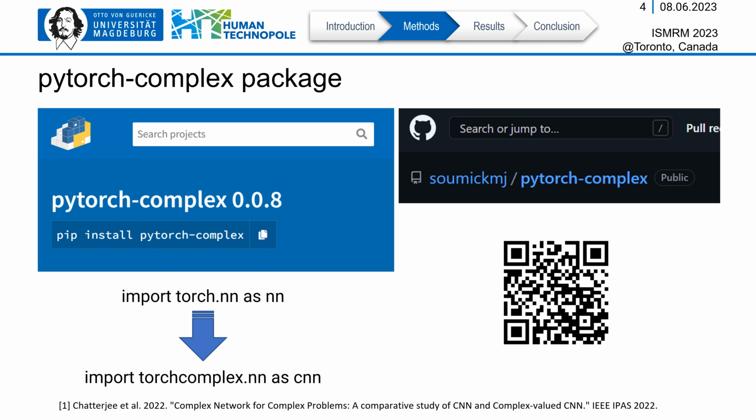For this purpose, we have developed the pytorch-complex Python package, which is a wrapper over the PyTorch framework. This can be used as a drop-in replacement for the PyTorch layers like convolution layers or linear layers by simply replacing the import as shown here. This package also provides several complex-valued activation functions. In a separate study presented at the IEEE IPAS 2022, we demonstrated the benefits of using complex-valued convolutions over the traditional real-valued ones in the medical imaging domain.